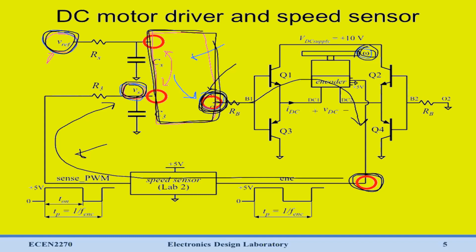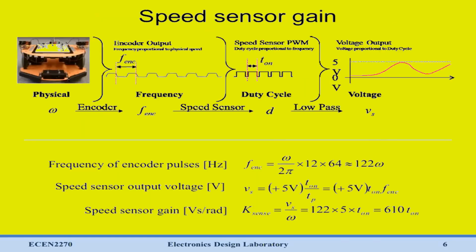And the goal here is to simplify the speed sensor circuitry, which includes a 555 timer, a low pass filter, includes all these different elements. We'd like to simplify that down into some simple block. We want a transfer function that we can use to model this process of going from omega to Vs.